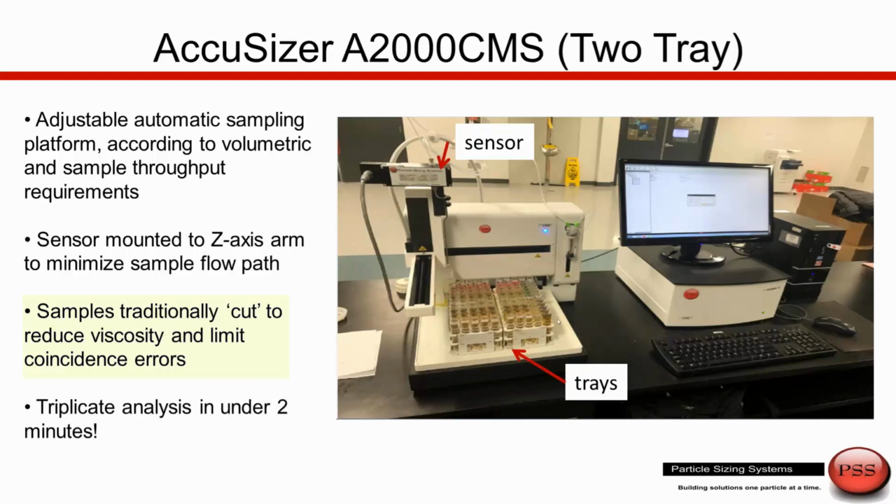So very often these are pre-diluted, and the sensor will then pass through all these samples in this tray. We can even do triplicate on each tube in under 2 minutes for each tube. So it's a very quick, very efficient way to perform these measurements. And what I'm going to do at this point is switch over to show you a quick video of the system in operation.